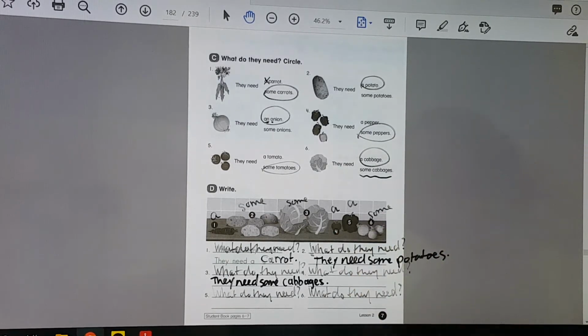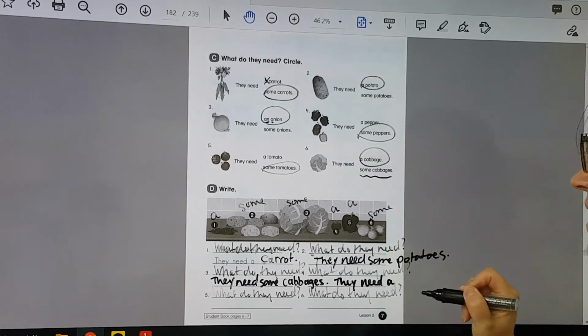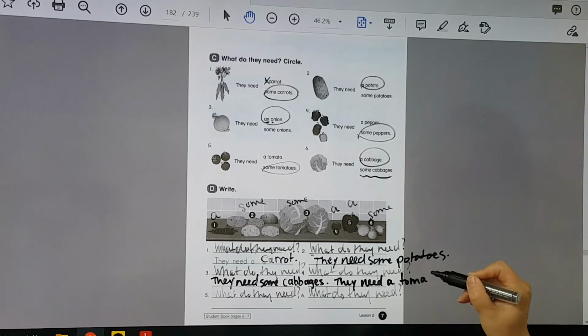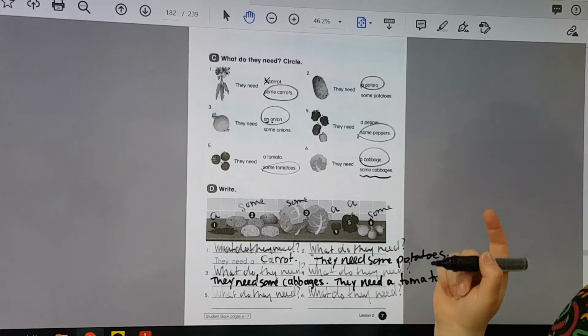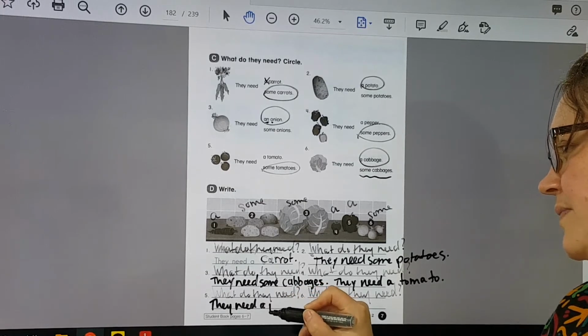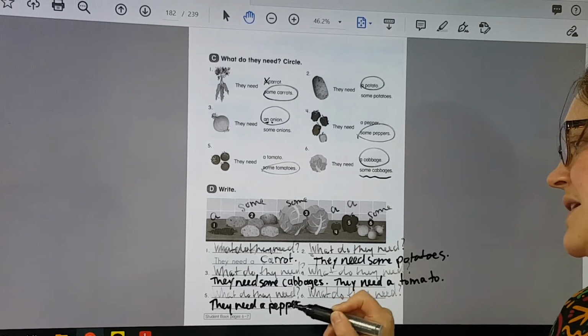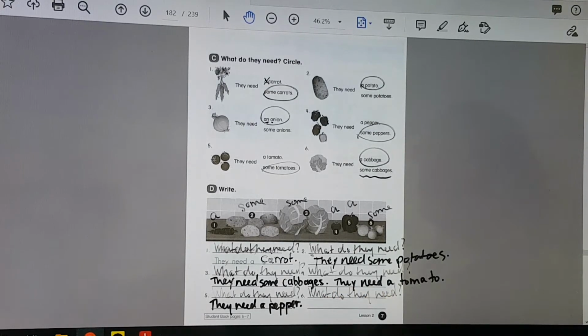Remember, there's only one. So we say they need a tomato. To-may-to, period. That's an easy word to spell. Number 5, what do they need? Very good. They need a pepper. How do you spell pepper? Pep-per. Very good. P-E-P-P-E-R. Pep-per. Also up here.